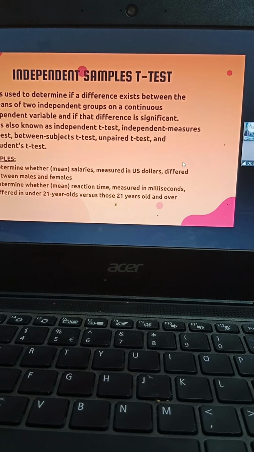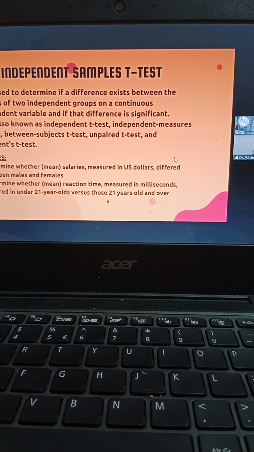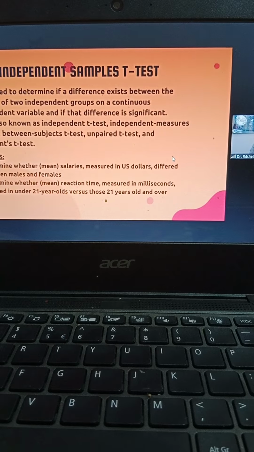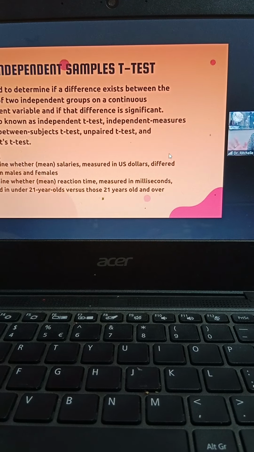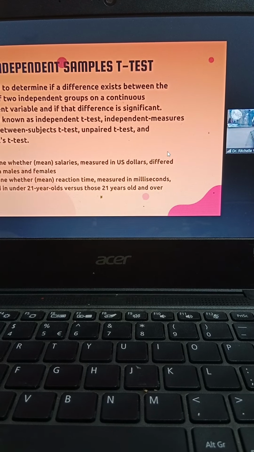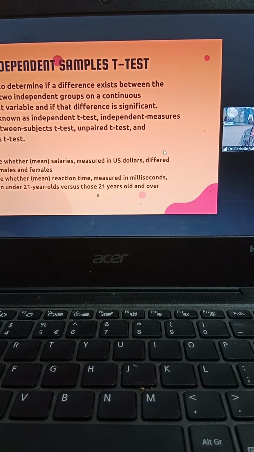So examples: determine whether salaries measured in US dollars differed between males and females. Is there a significant difference between the salaries of males and females? Okay, we can ask the question this way.